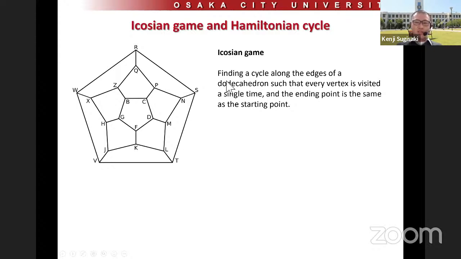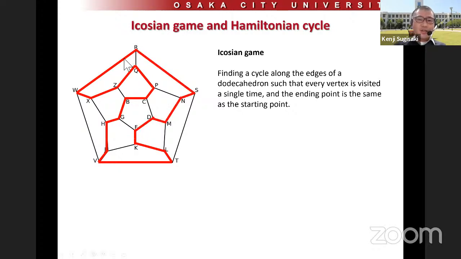The Icosian game is something like this: find a cycle along the edges of a dodecahedron, such that every vertex is visited a single time, and the ending point is the same as the starting point. So in this case, this Icosian game is very easy. You can easily solve it by yourself. And this is one of the examples of the Hamiltonian cycle.